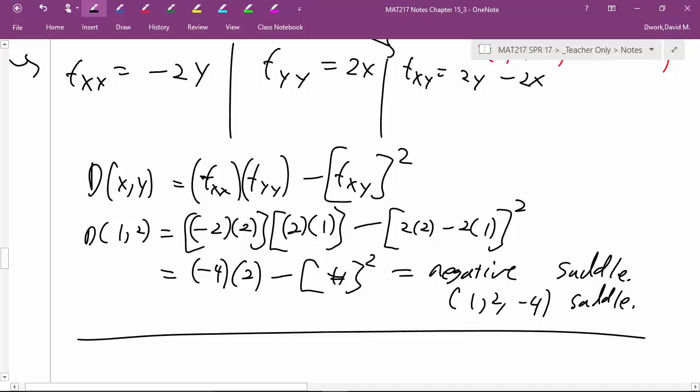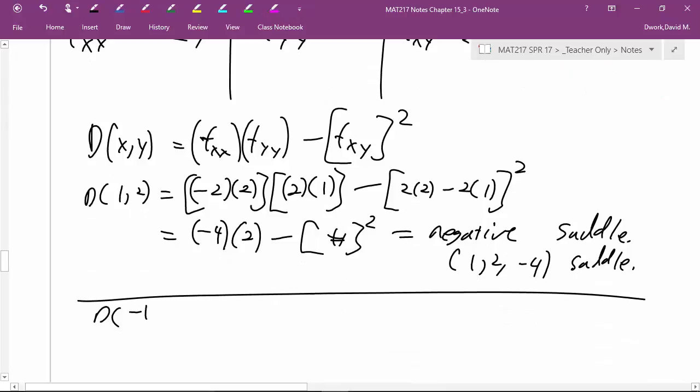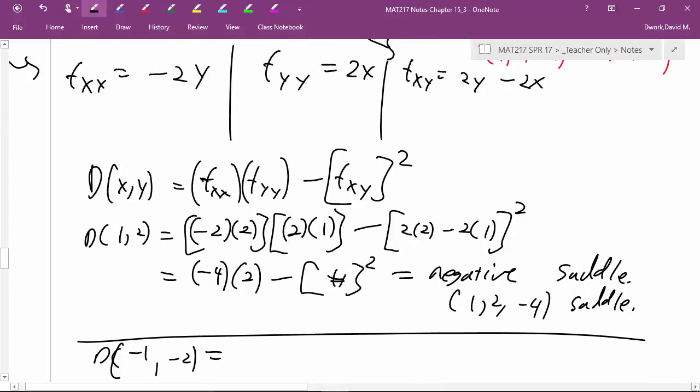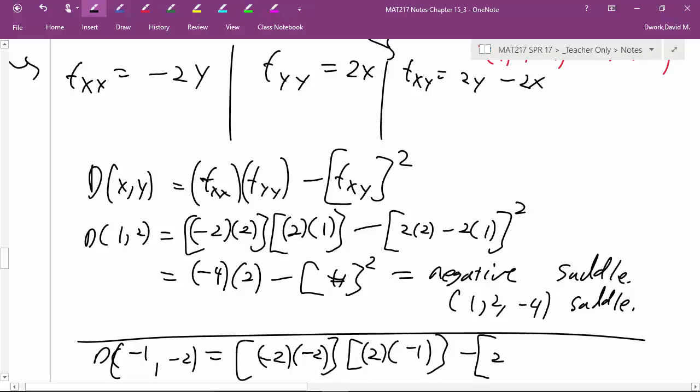Okay, let's check the other one. This is -1, -2. And so here we go. The second derivative with respect to xx is going to be -2 times -2, times the second derivative with respect to y, which would be 2 times -1. And immediately, once again, I can stop. I won't, but I'll fill this in here. So this would be 2 times -2 minus 2 times -1, squared.